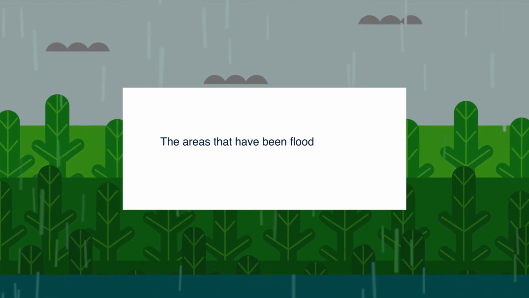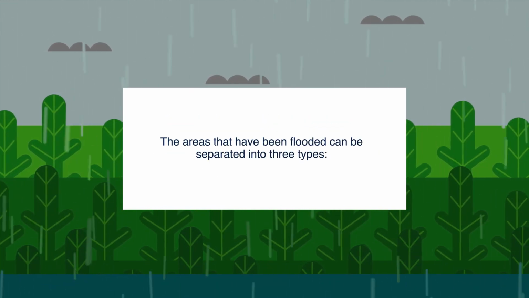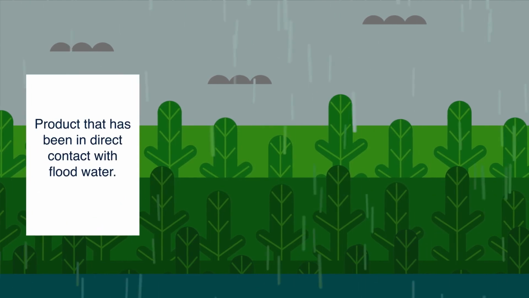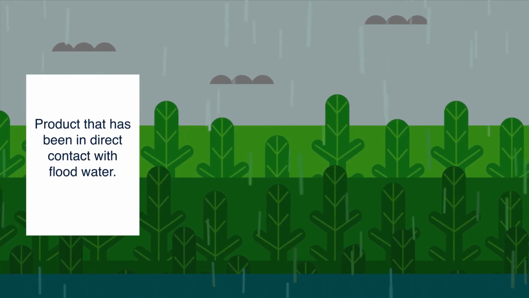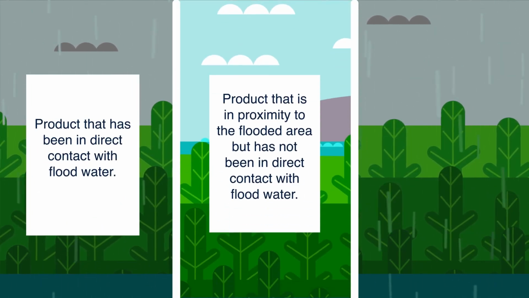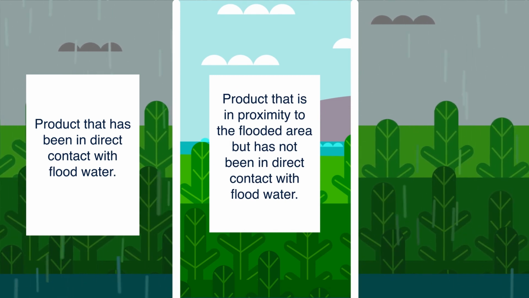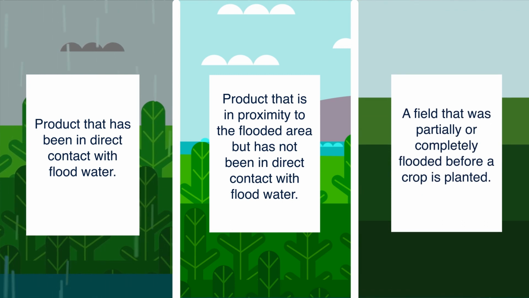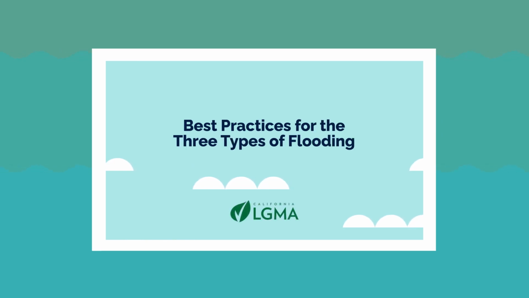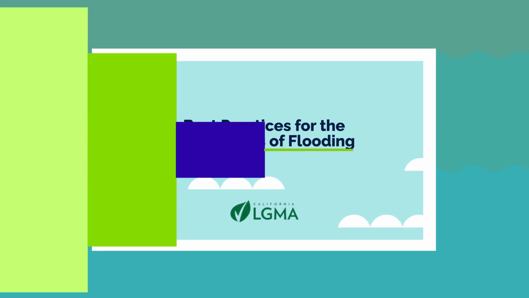The areas that have been flooded can be separated into three types: product that has been in direct contact with floodwater, product that is in proximity to the flooded area but has not been in direct contact with floodwater, a field that was partially or completely flooded before a crop is planted. More information on the three types of flooding can be found in the video Best Practices for the Three Types of Flooding.